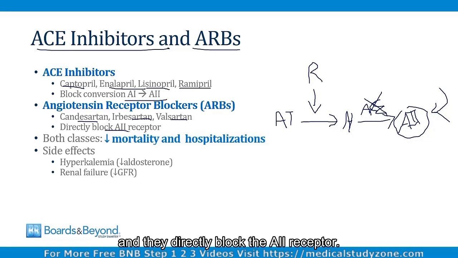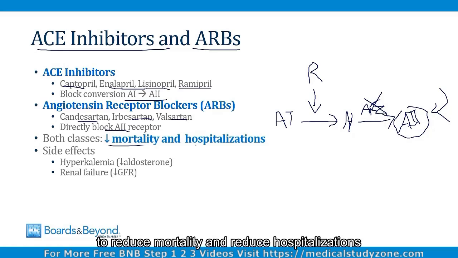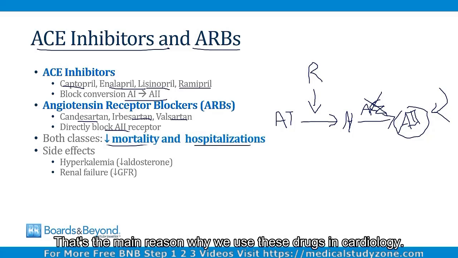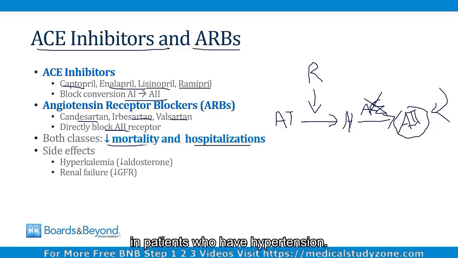A2 receptor. And both of these classes of drugs have been shown to reduce mortality and reduce hospitalizations in patients with chronic systolic heart failure. That's the main reason why we use these drugs in cardiology. They can also be used to lower the blood pressure in patients who have hypertension.